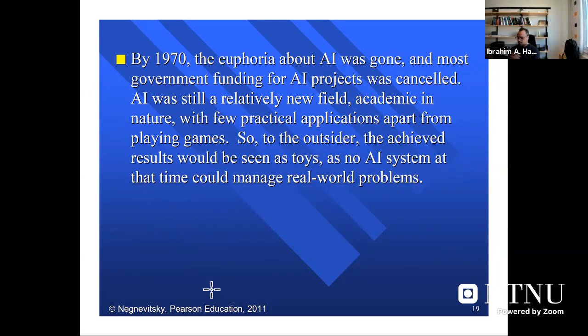So in 1970, this euphoria about AI was gone, and most government funding for AI projects was cancelled. AI was still a relatively new field, academic in nature, with few practical applications apart from playing games. To outsiders, the achieved results were seen as toys, as no AI systems at the time could manage real-world problems. So until 1970, all the algorithms that had been developed were applied only to toy problems, very simple problems, not very practical and not very serious problems.